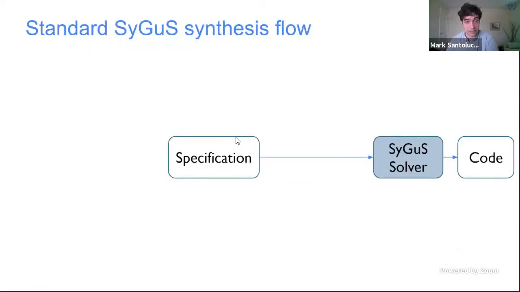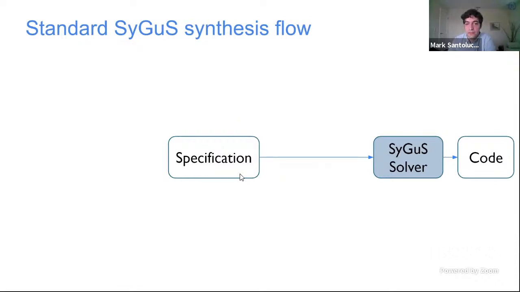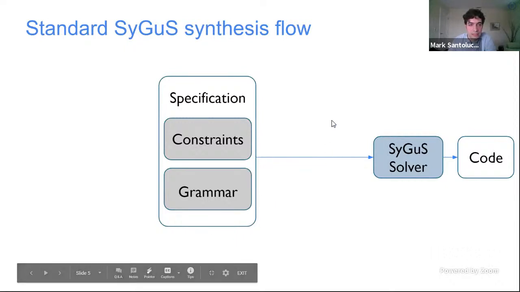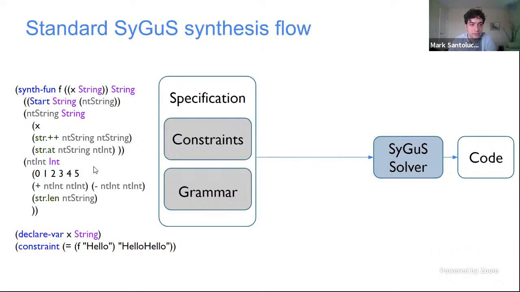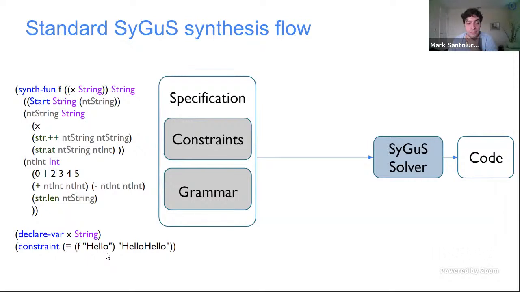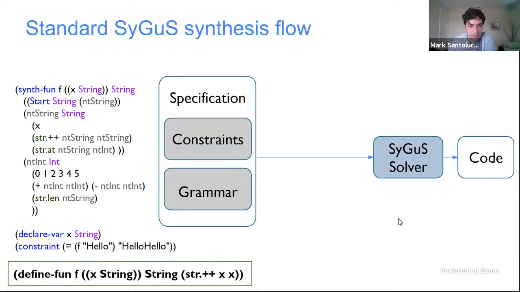For those of you that didn't catch last week's talk, just to review, we have a SyGus solver and we feed it some specification and we get back out code. That specification consists of two main parts, constraints and a grammar. Let's take a look at a specific example. Here, in the SyGus language, is a specification that says we'd like some function that maps hello to hello, hello. You can tell really easily here that the function we're looking for is to concatenate the input with itself. And indeed, if we run our solver, that's the function that we're going to get.